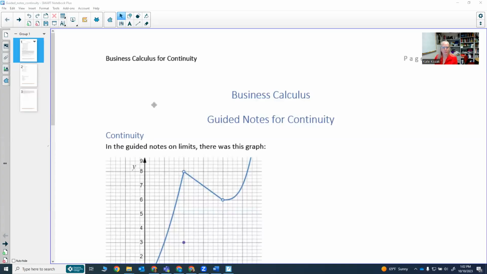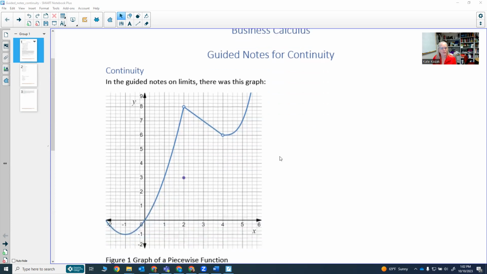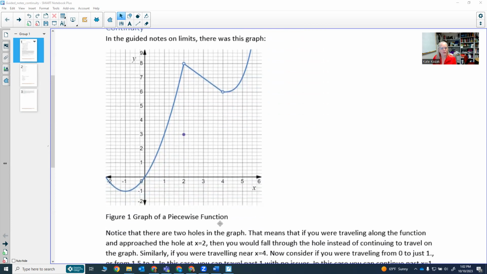This video will be about continuity in business calculus. Continuity, in the guided notes on limits, there was this graph. This is a graph of a piecewise function. Notice there are two holes in the graph.